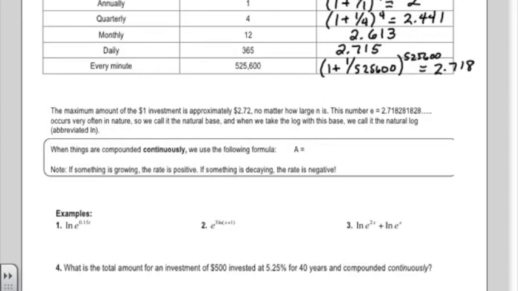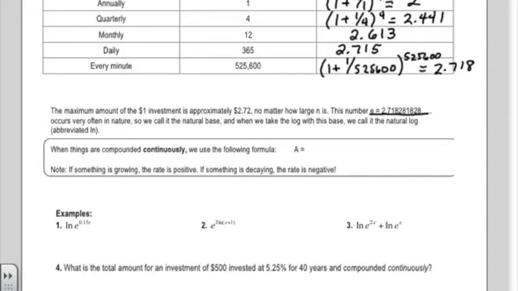Okay, so then you could do every second, you could do every millisecond, and so on. So it says the maximum amount of a $1 investment is approximately 2.72, so $2.72, no matter how large your n is. So it's going to approach this number. So this number e, it's kind of like pi. It's a number that goes on forever and never repeats.